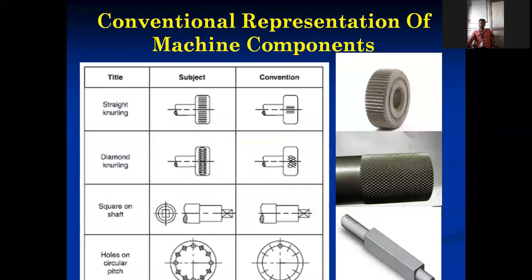After that, the most important thing we have started is the conventional representation of machine components. That we have just started. In that syllabus, different components and how they are shown, what we are supposed to do is study the convention, how a particular thing is shown in a drawing. That's all. That is the conventional representation.